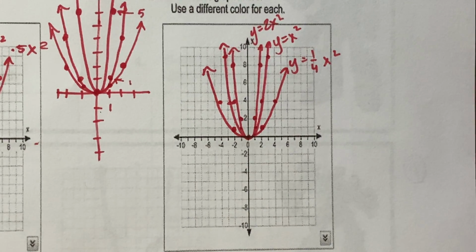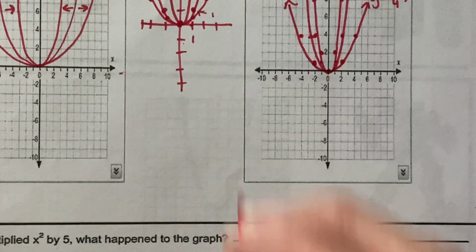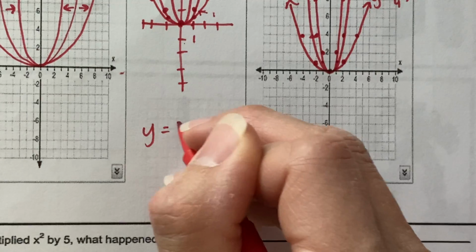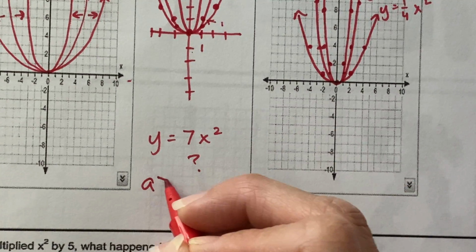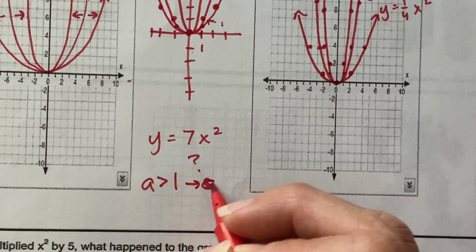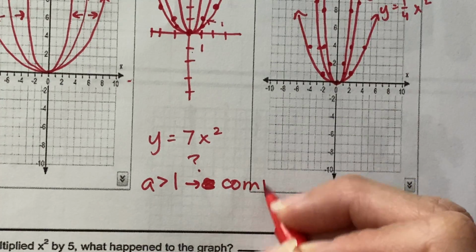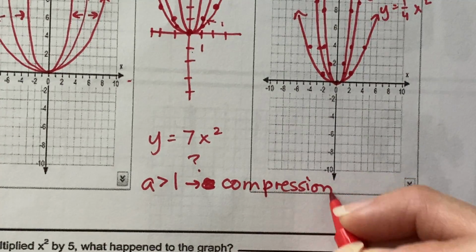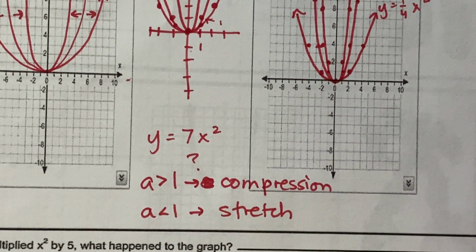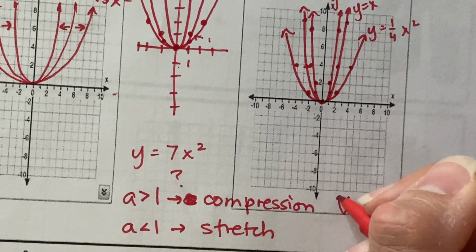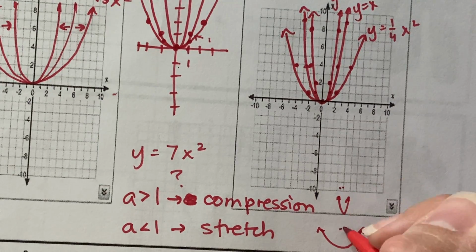So what you need to know from this is, you need to be able to look at that and say, okay, well, what's it going to do? Is it going to be skinnier? Is it going to be wider? So is it going to compress or is it going to stretch? And again, the rule is if a is greater than 1, it's a compression. And if a is less than 1, it's a stretch. So a skinnier parabola, a wider parabola.